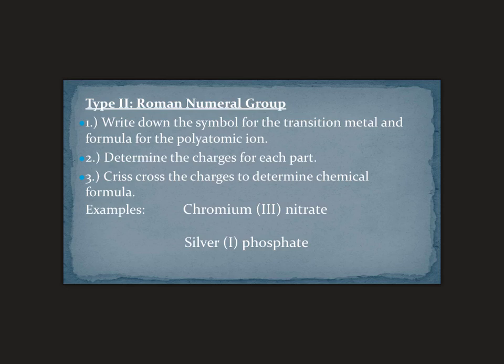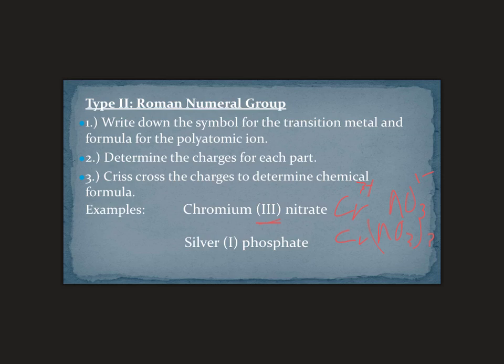And the final slide. This is the polyatomic ions with the transition metals. Again, there's a lot that's the same. We're going to write down the symbols, like chromium would be Cr. Nitrate is NO3. When we look at this, chromium we don't know what it is, but nitrate is a 1 minus. Chromium is a 3 plus. So we transition that, so this would be Cr(NO3)3. That would be our chemical formula.